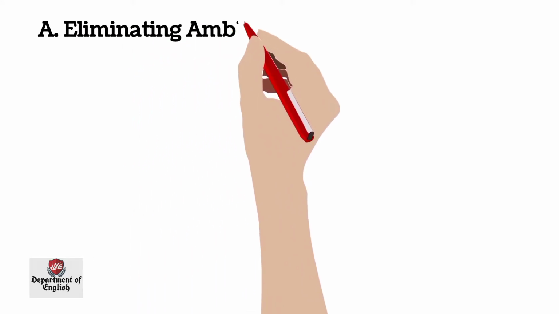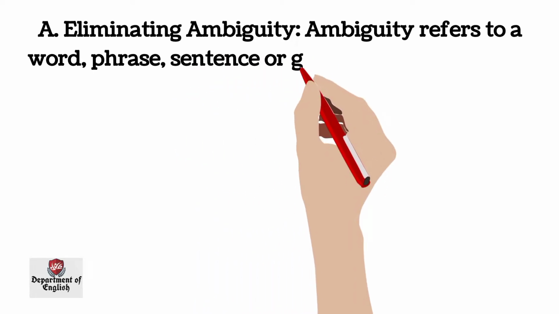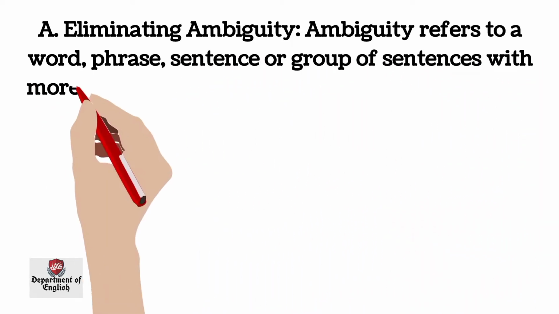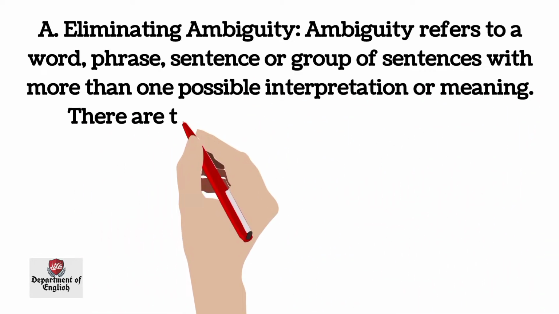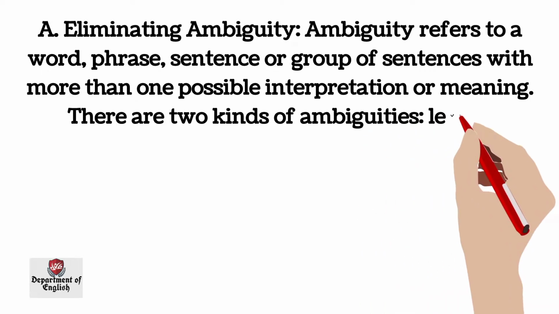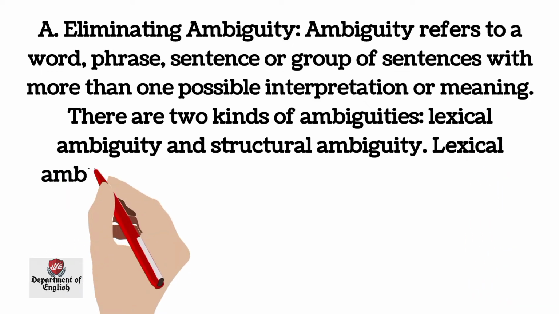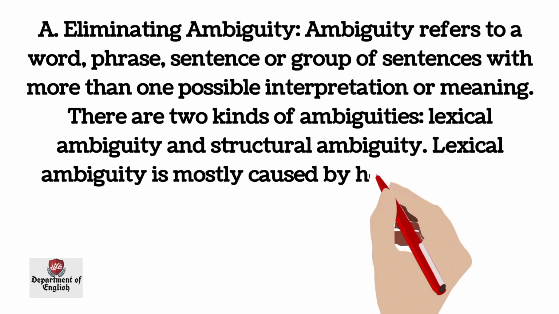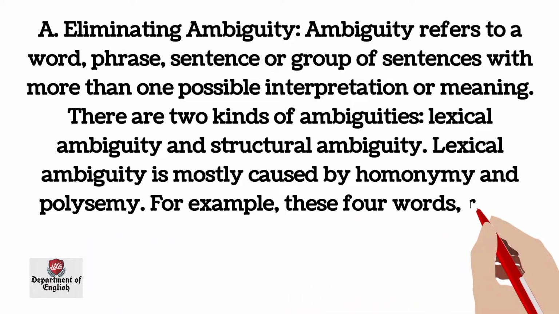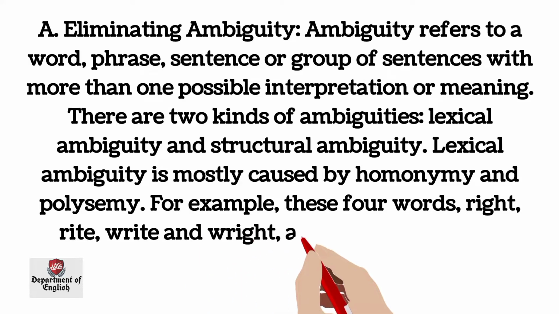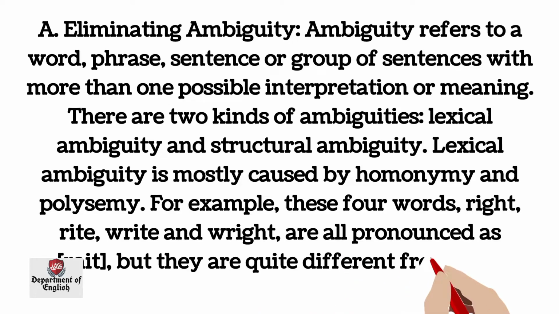A. Eliminating ambiguity. Ambiguity refers to a word, phrase, sentence or group of sentences with more than one possible interpretation or meaning. There are two kinds of ambiguities: lexical ambiguity and structural ambiguity. Lexical ambiguity is mostly caused by homonymy and polysemy. For example, these four words, right, write, rite and wright, are all pronounced the same, but they are quite different from each other.